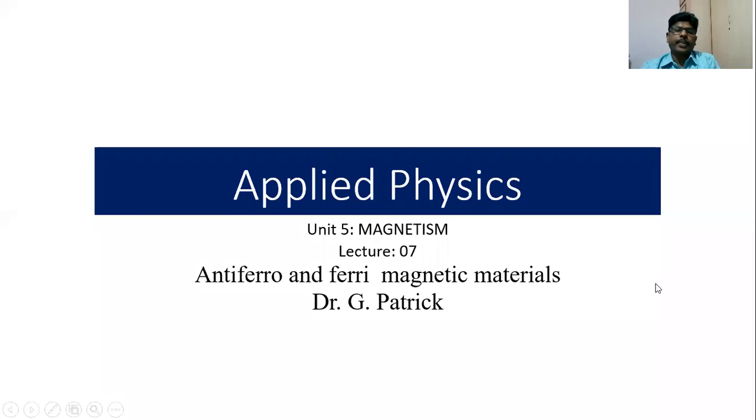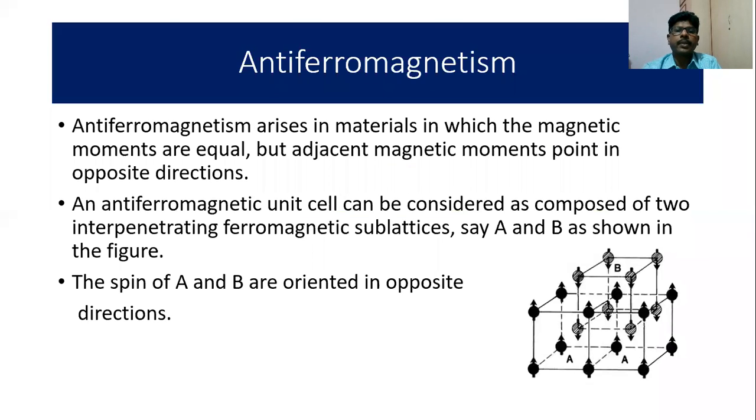In this lecture, we are going to study about antiferro and ferrimagnetic materials. This is Unit 5, Lecture 7. First, we shall see what is antiferromagnetism.